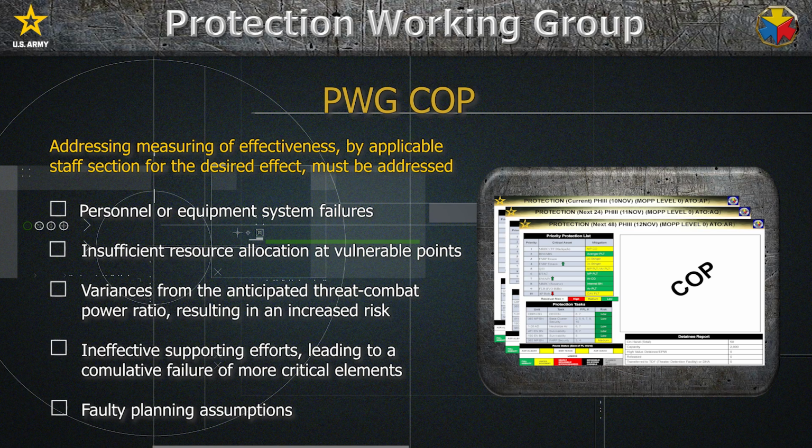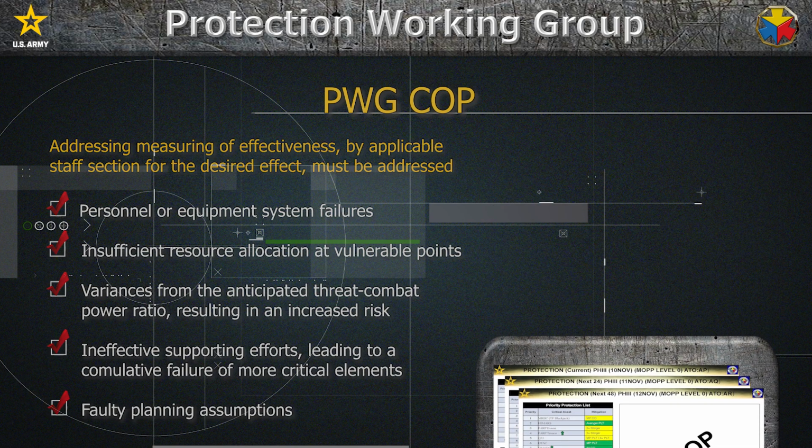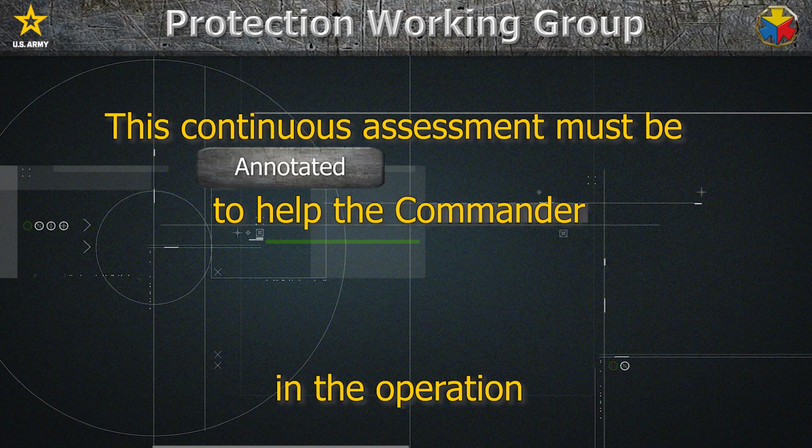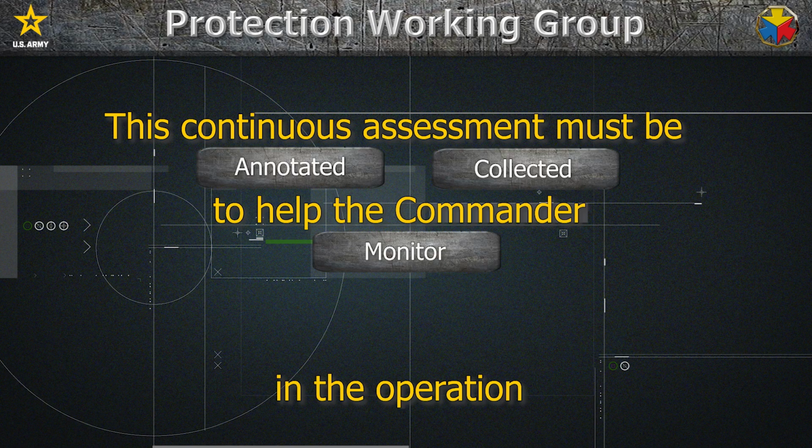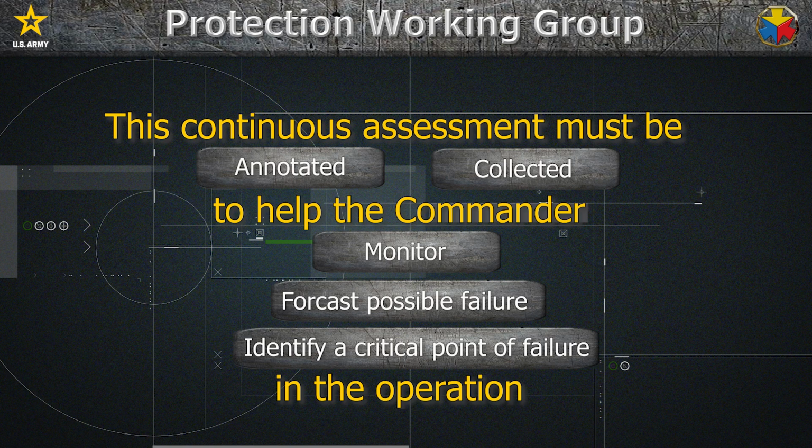Addressing measures of effectiveness by applicable staff sections for the desired effect must be addressed, either by personnel or equipment system failure, insufficient resource allocation at vulnerable points, variances from the anticipated threat combat power ratio resulting in an increased risk, ineffective support efforts leading to a cumulative failure of more critical elements, faulty planning assumptions. This continuous assessment must be annotated or collected to help the commander monitor, forecast possible failure, or to identify a critical point of failure in the operation.